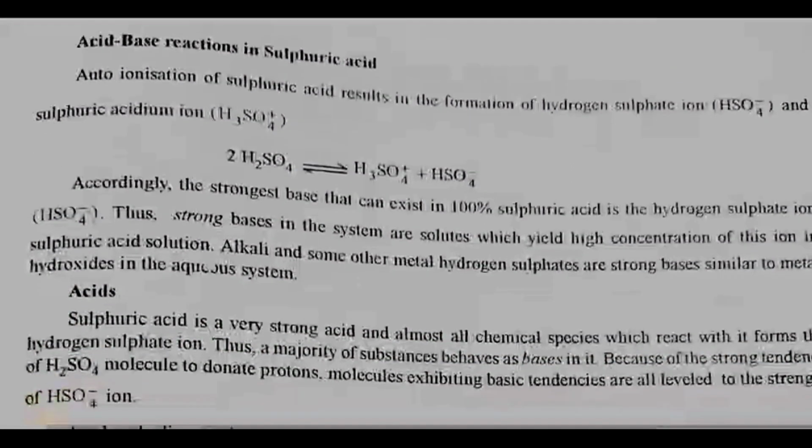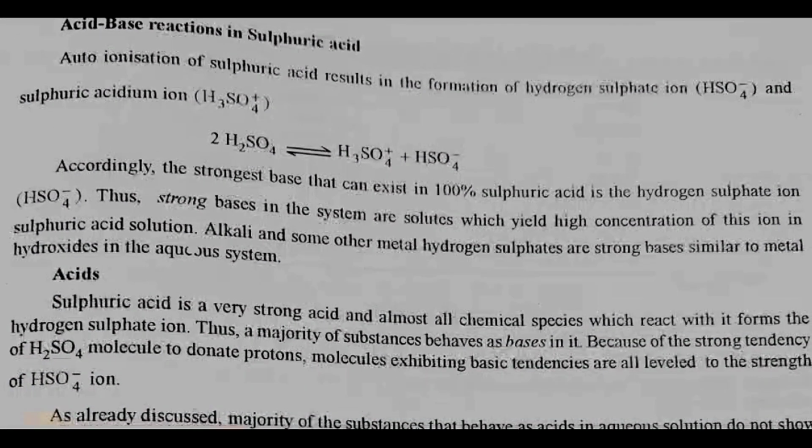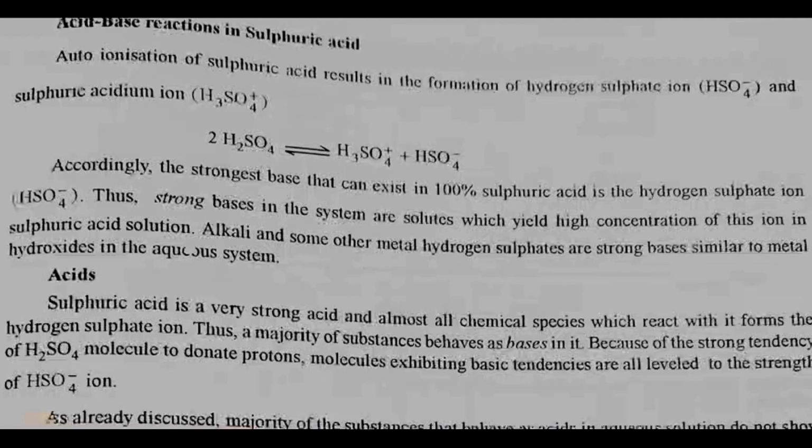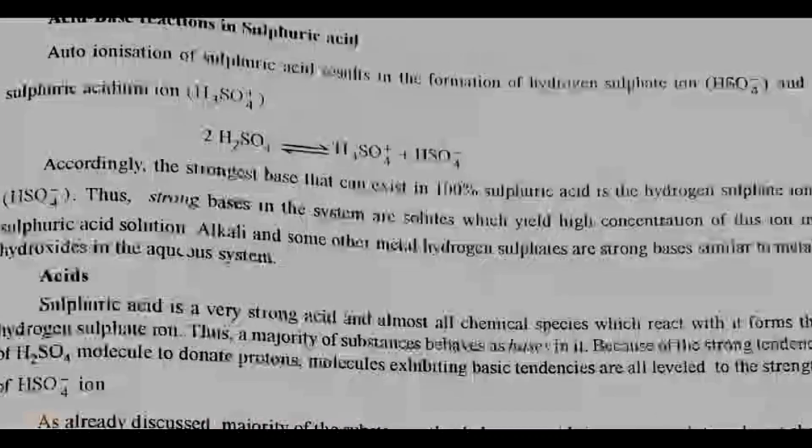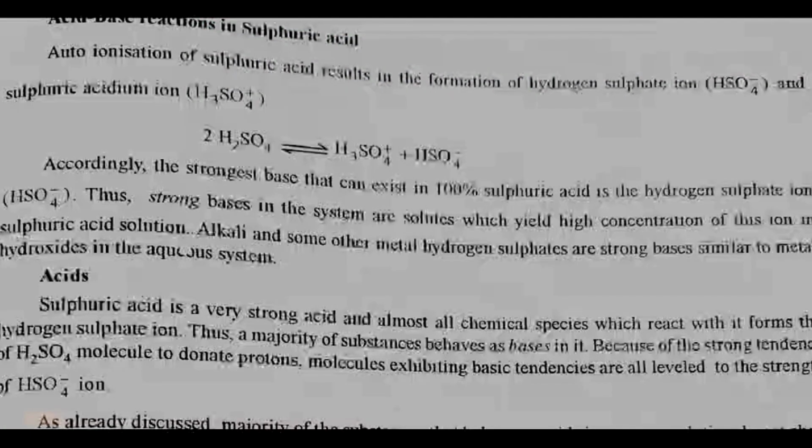Acid-base reactions in sulfuric acid. The autoionization of sulfuric acid results in the formation of the hydrogen sulfate ion HSO4− and the sulfuric acidium ion H3SO4+. 2H2SO4 ⇌ H3SO4+ + HSO4−. Accordingly, the strongest base that can exist in 100% sulfuric acid is the hydrogen sulfate ion HSO4−. Thus, strong bases in the system are solutes which yield a high concentration of these ions in sulfuric acid solution. Alkali and some other metal hydrogen sulfates are strong bases, similar to metal hydroxides in the aqueous system.